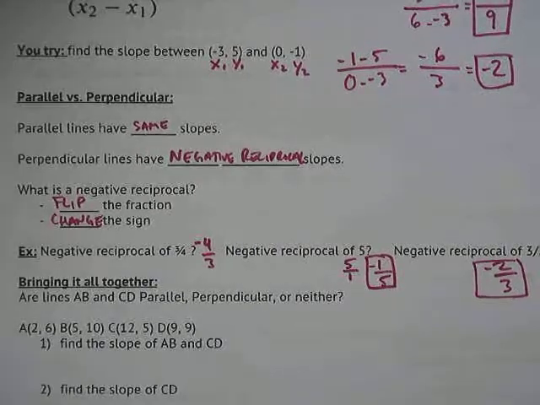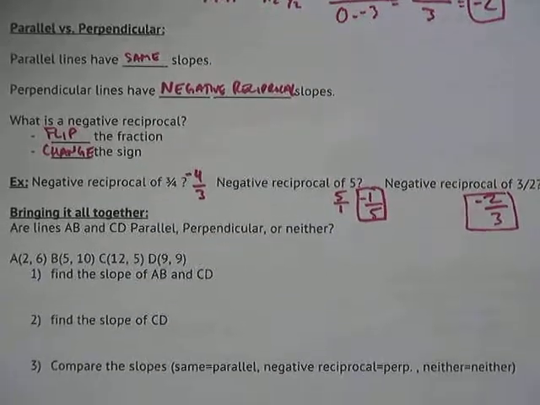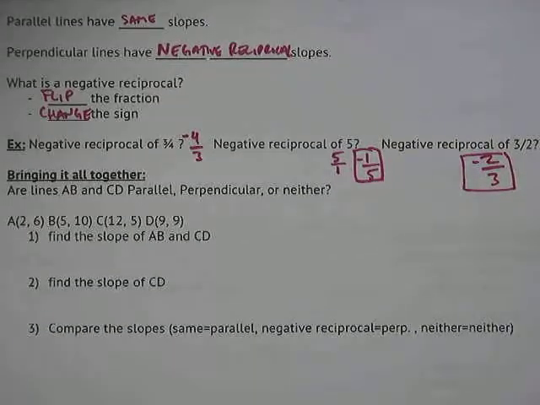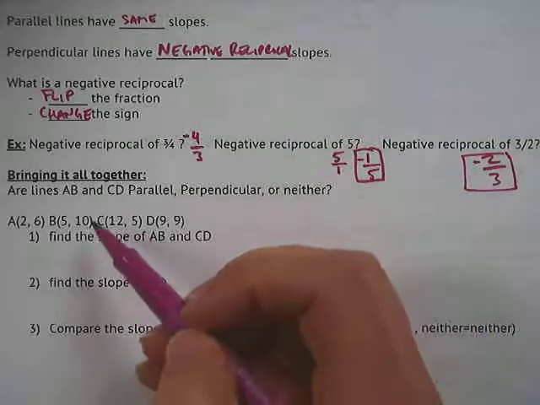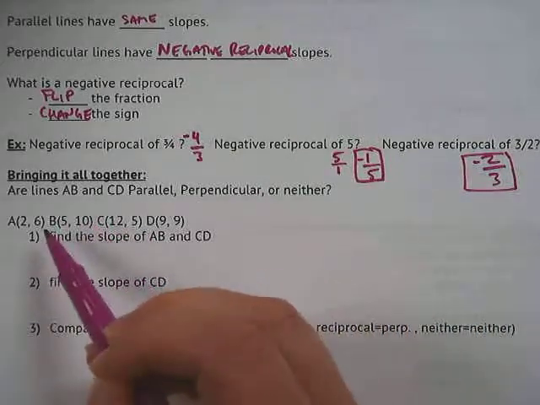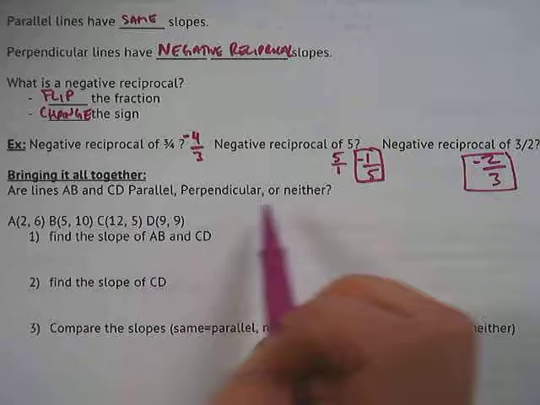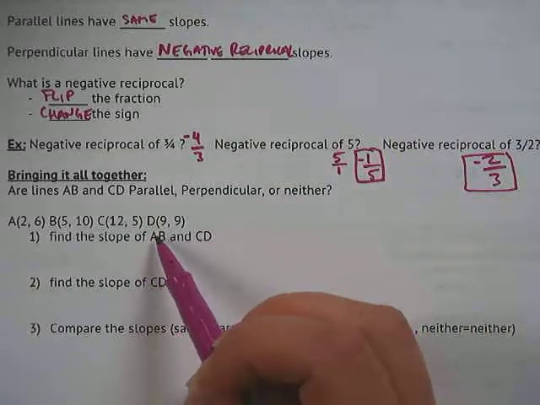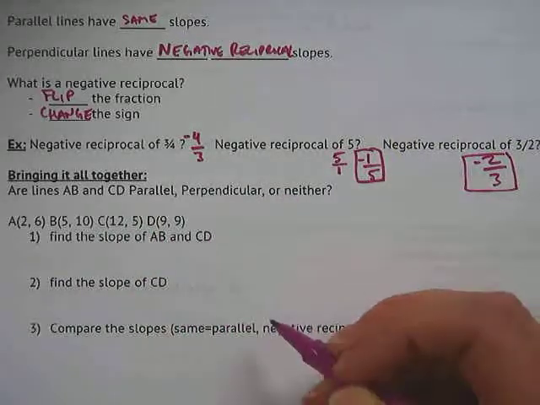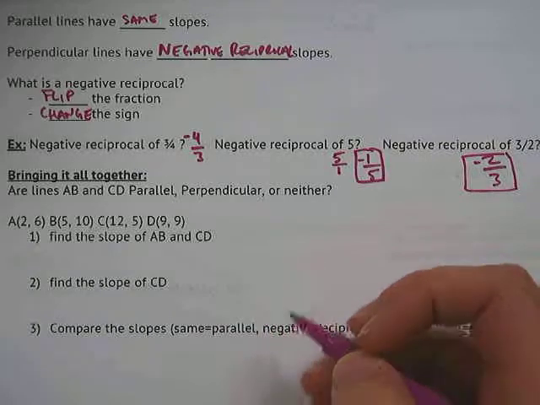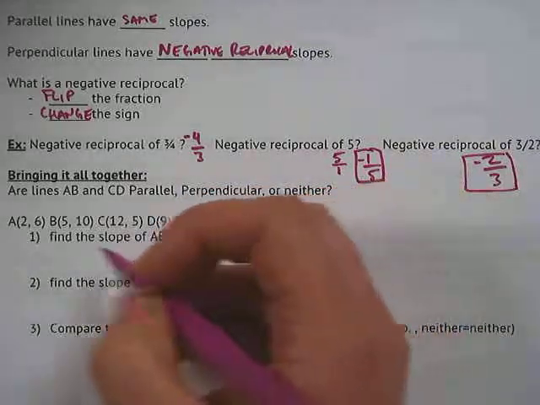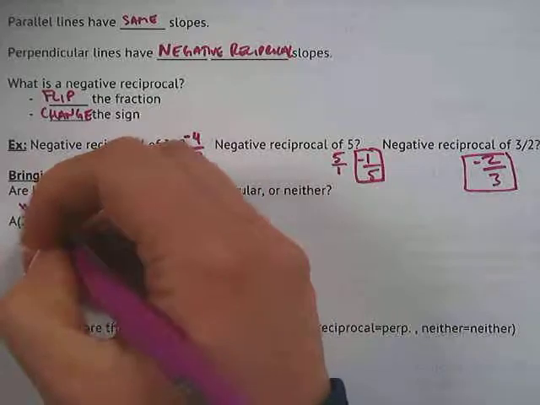Okay, so bringing it all together, the kind of problem that we want to be able to do is find the slope of some lines given some points, and then decide if they are parallel, perpendicular, or neither. So here's how we would go about that. First, if I wanted to know if line AB and CD are parallel, perpendicular, or neither, I would need to find the slope of both AB and CD.